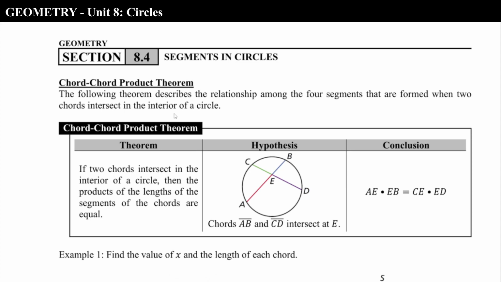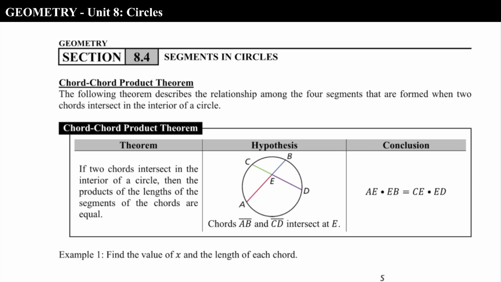So in the last section we talked about angles. This section we're going to talk about segments. So let's start with the chord-chord product theorem. The following theorem describes the relationship among the four segments that are formed when two chords intersect in the interior of a circle. We talked a little bit about how we relate the angle with the arc lengths for angles in the last section.